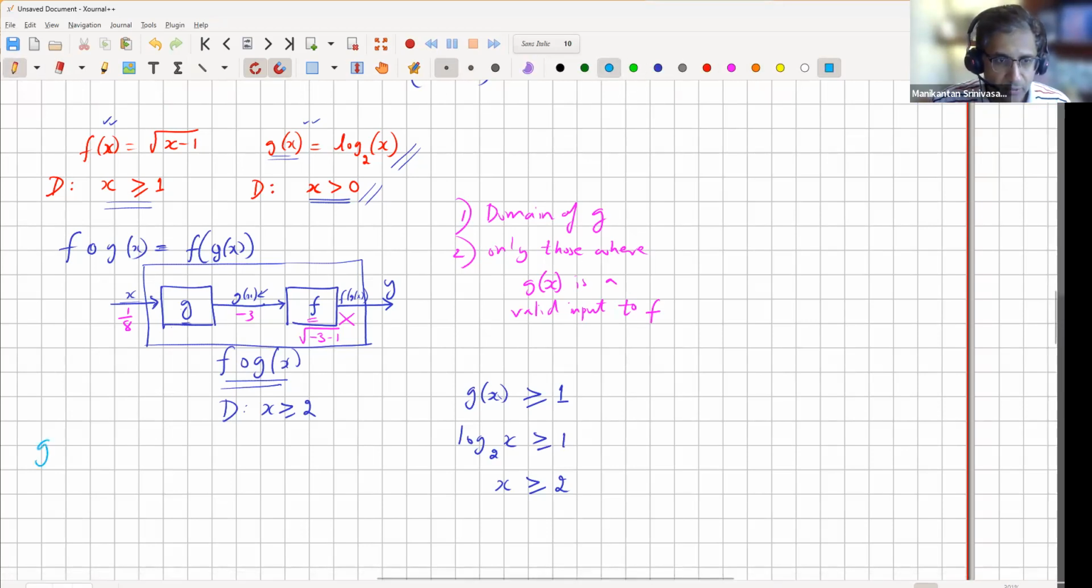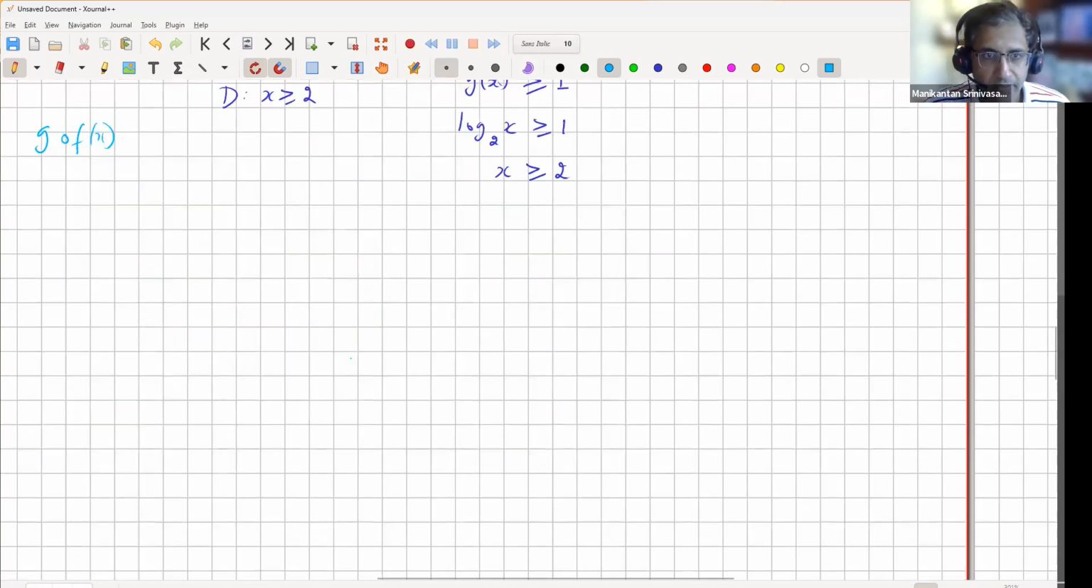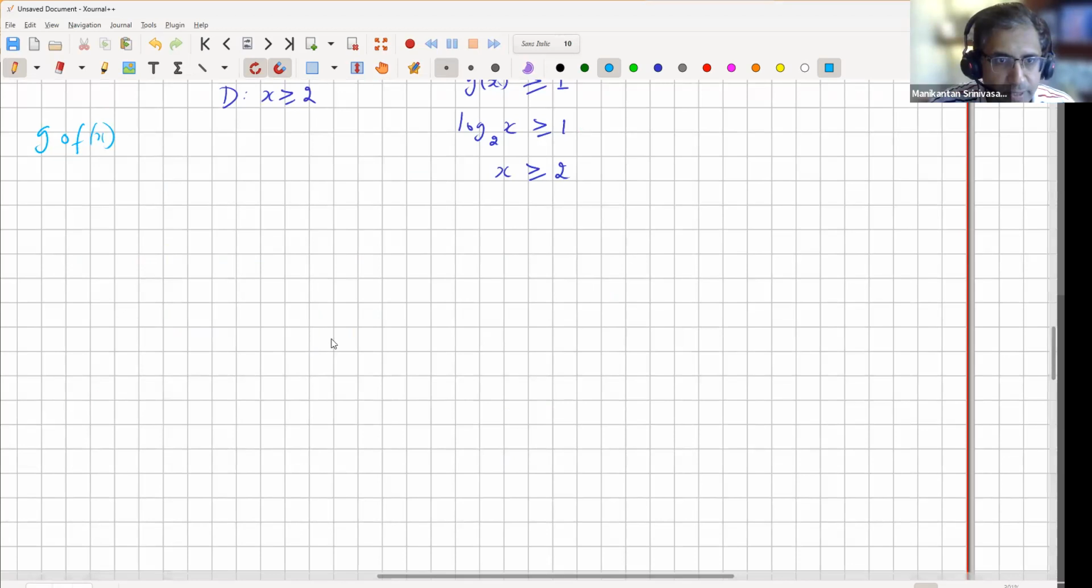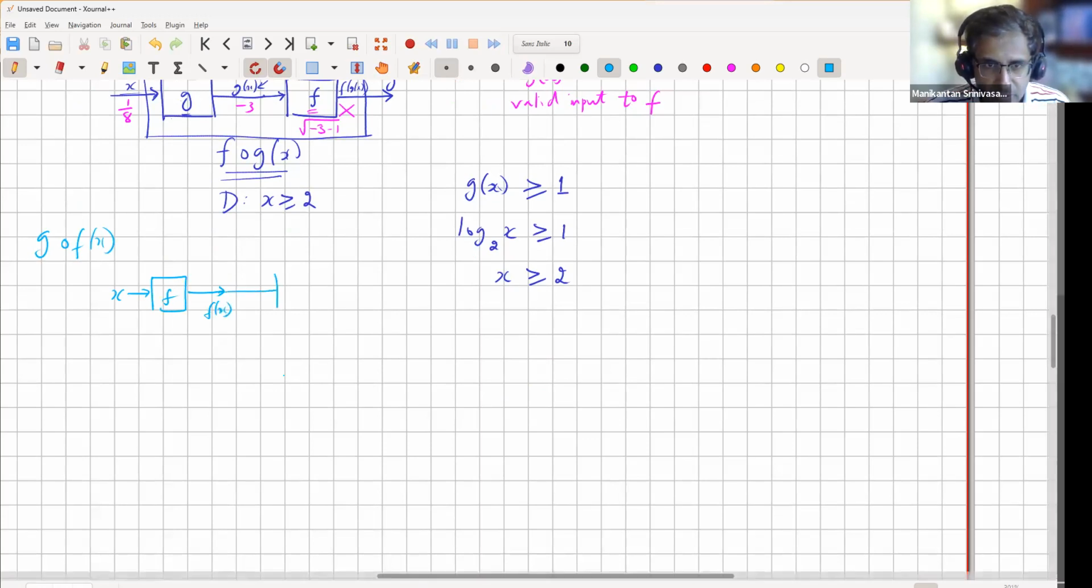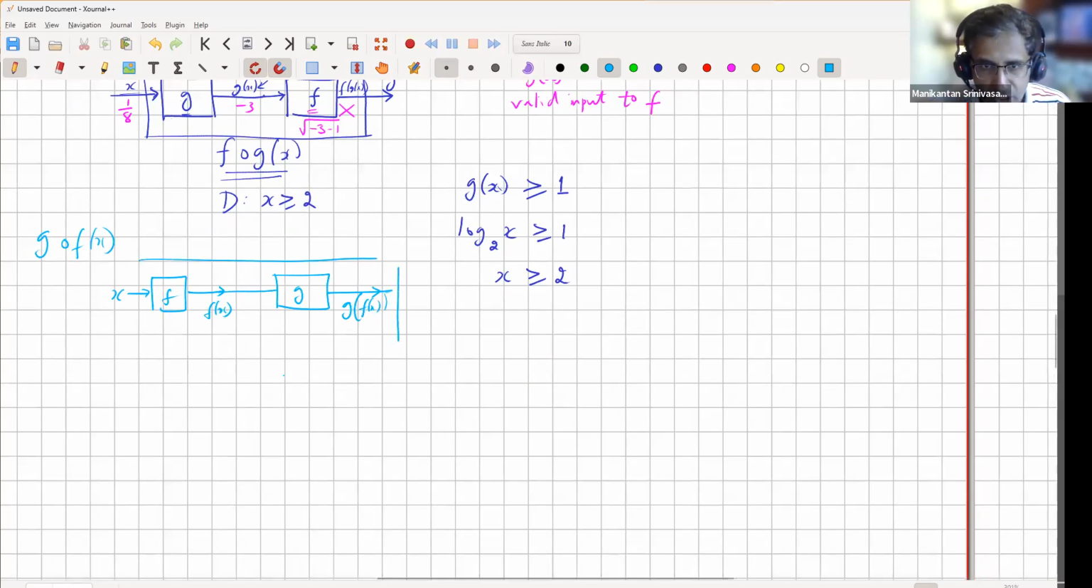So g of f of x, I'll do it in a different color. Do we have enough space? Yeah. So g of f of x. What is my g? I forgot. g is log x to the base 2. But first x passes through f, and then your f of x comes. And then this gets passed through g. This is your g. Since the input to g is f of x, the output here is g of f of x. Now this whole thing is a block which can be called g of f of x.